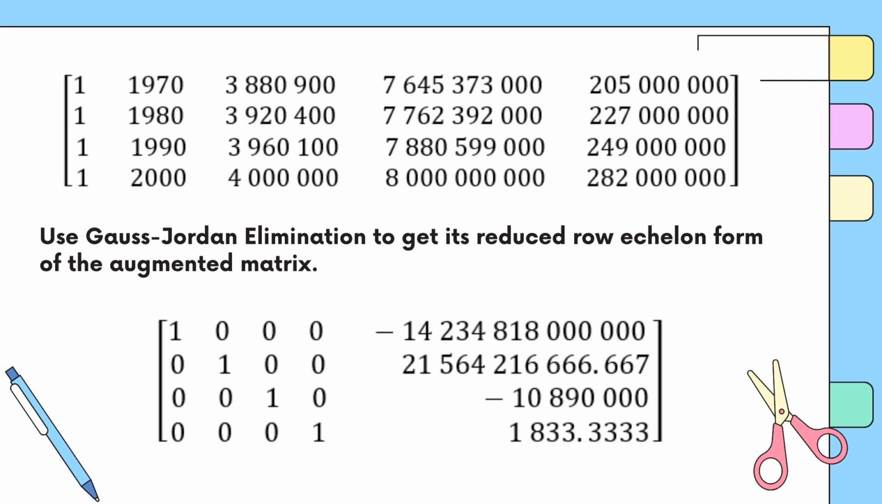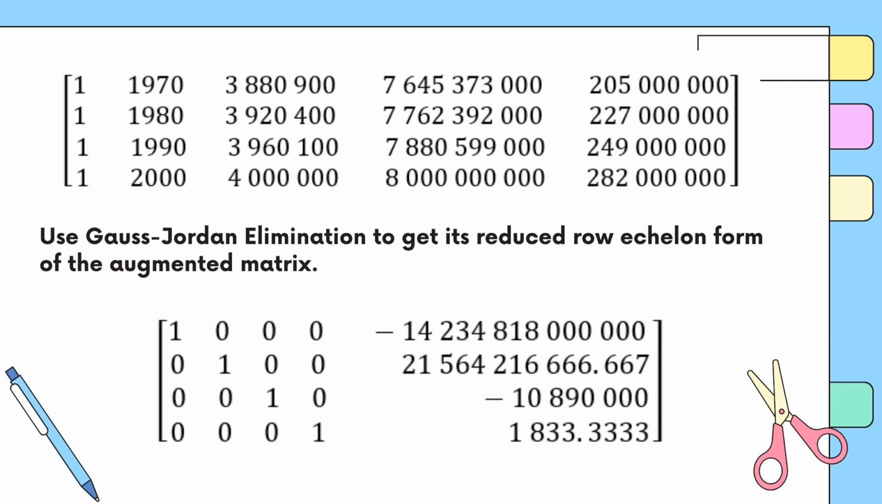In the second row, 1, 1980, 3,920,400, 7,762,392,000, and 227 million. In the third row, 1, 1990, 3,960,100, 7,880,599,000, and 249 million. In the fourth row, 1, 2000, 4 million, 8 billion, and 282 million.